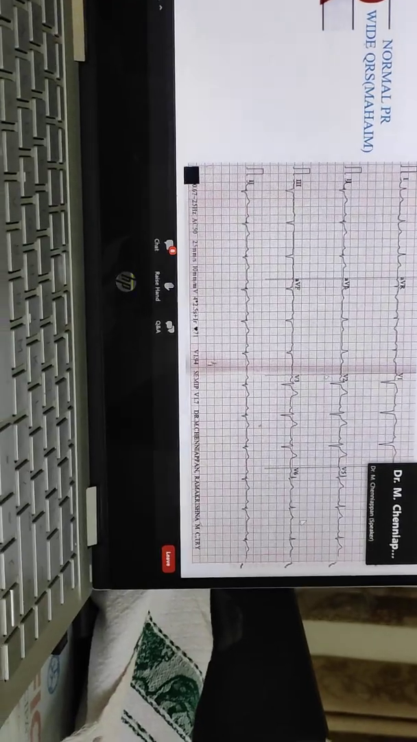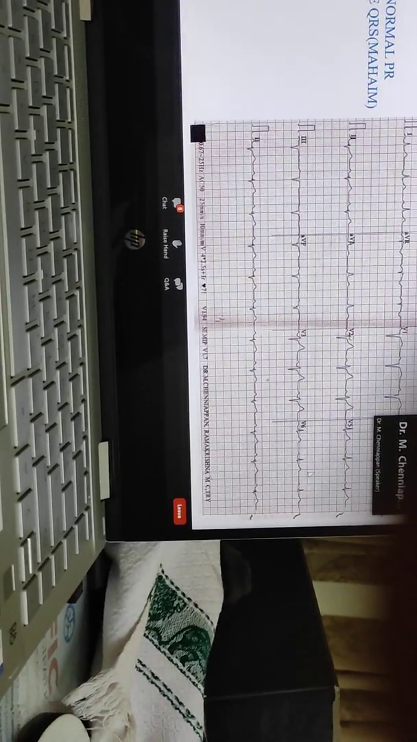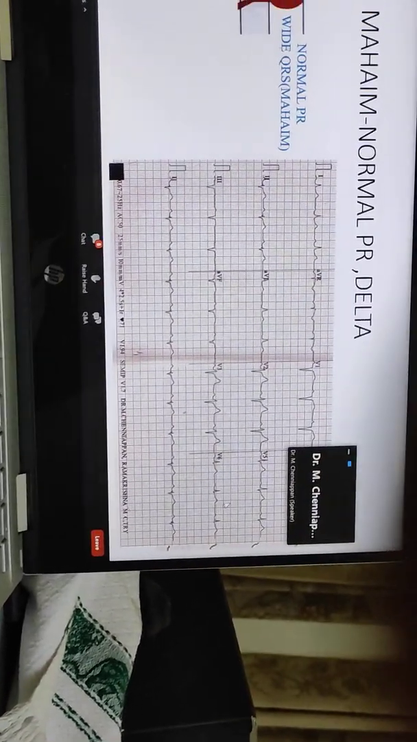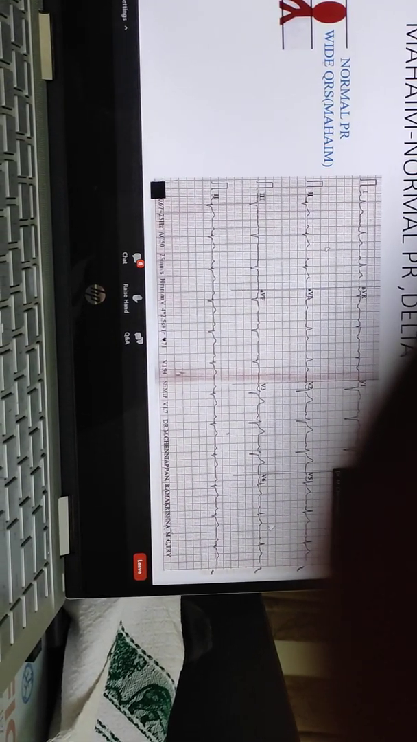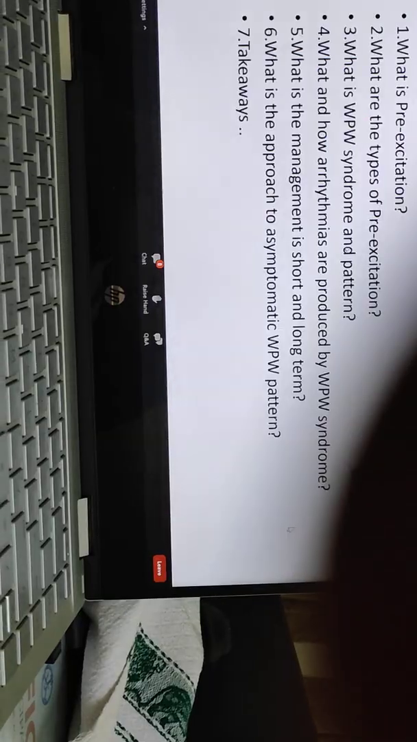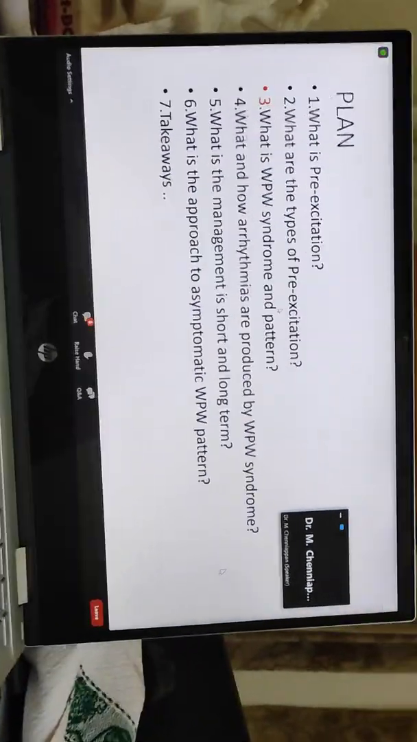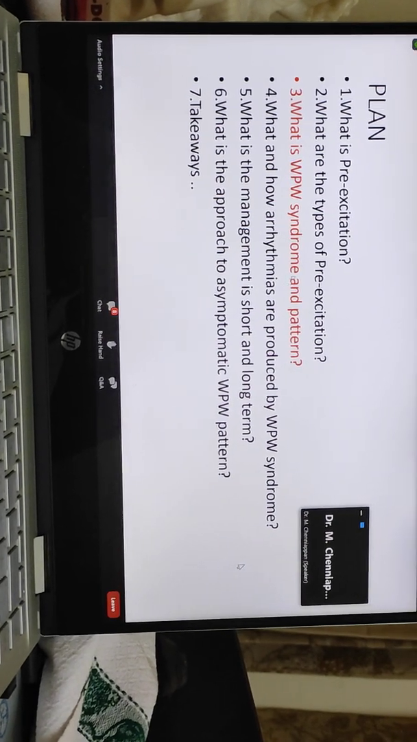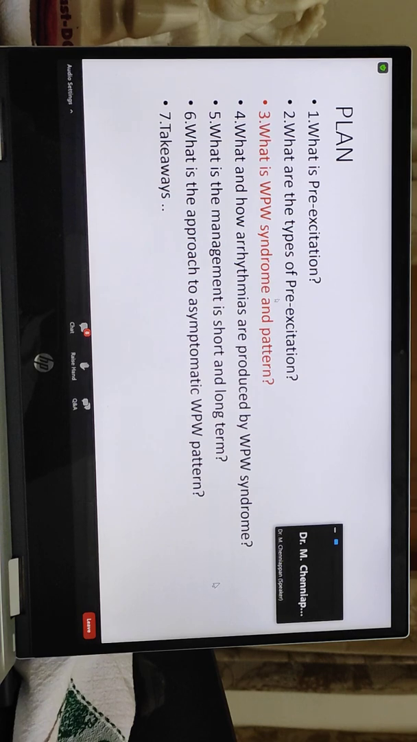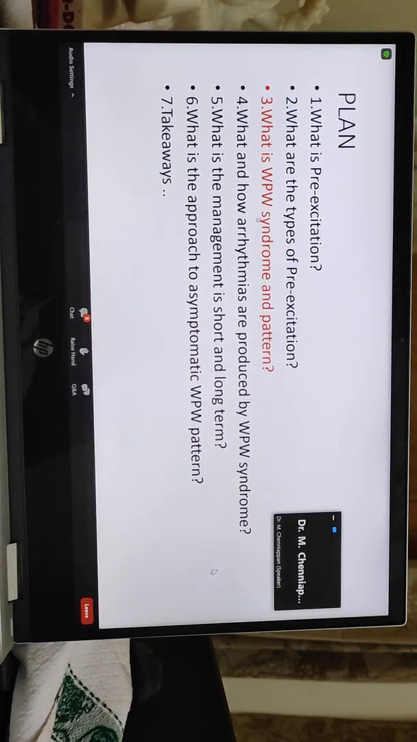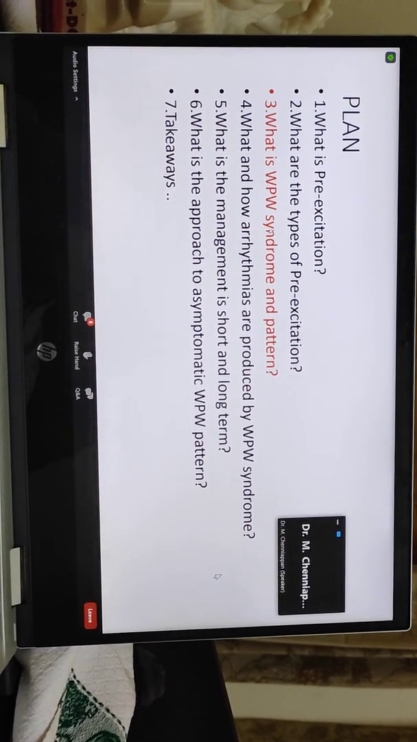So from the ECG itself, looking at the PR interval, the QRS width as well as the delta wave, we can identify whether the pre-excitation pathway is Kent, James or Mahaim. So these are the types of pre-excitation. Then we will concentrate on the commonest pre-excitation syndrome, which is WPW syndrome and WPW pattern. So you are going to learn about Wolff-Parkinson-White syndrome and pattern.